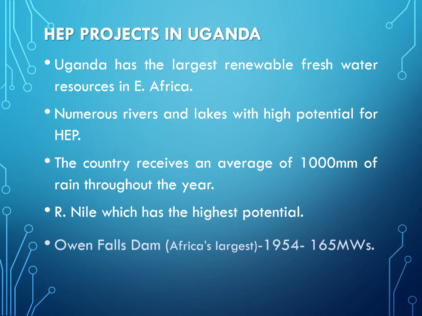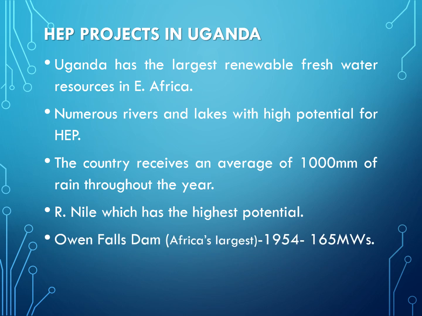Then they have the Owen Falls, which is Africa's largest HEP plant, constructed in 1954 and producing a whopping 165 megawatts. So you can see the potential in Uganda. They also have other dams or other projects like Kikagati and Mobuku in that country.